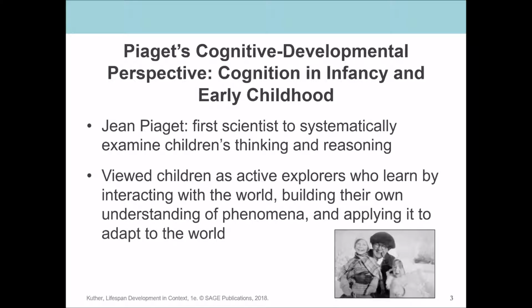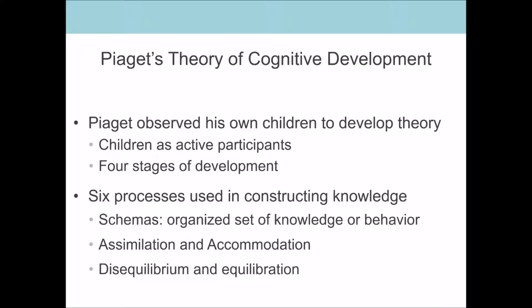and how those objects react to their actions upon it. So Piaget observed his own children when he developed his theory, and he noticed that his kids were making some of the same errors in reasoning and errors in understanding the world at the same ages. So he came up with the idea that perhaps these were very specific, predictable stages that kids went through as they aged. Again, he viewed children as active participants, and he outlined 4 stages of development that we'll be going through. But before we get into that, let's talk about the processes that are used in constructing knowledge.